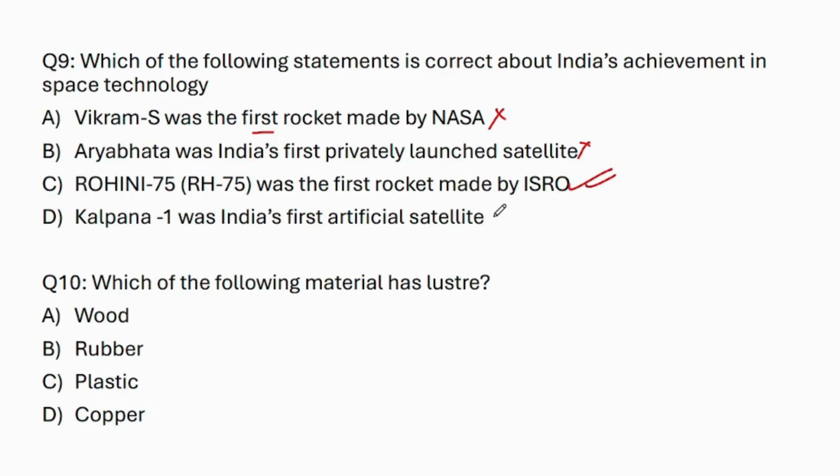Next is Kalpana 1 was India's first artificial satellite? No, this is wrong. So Rohini RH, which is also called RH-75, was the first rocket made by ISRO. So this is the right answer.